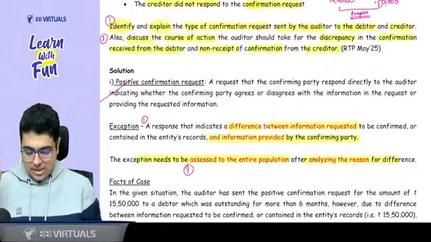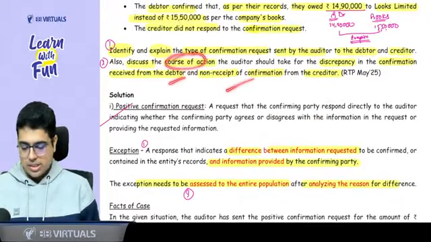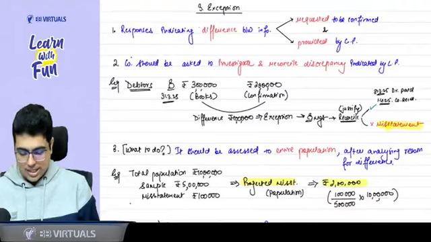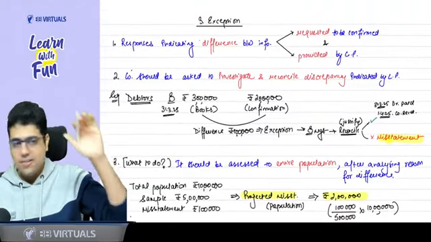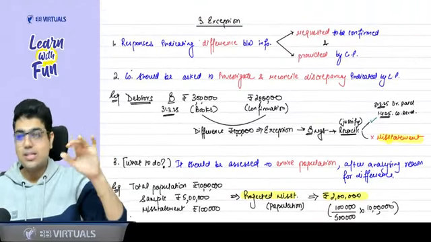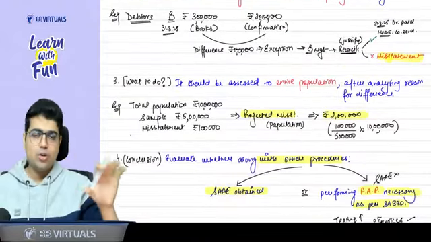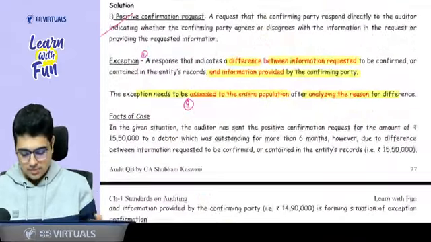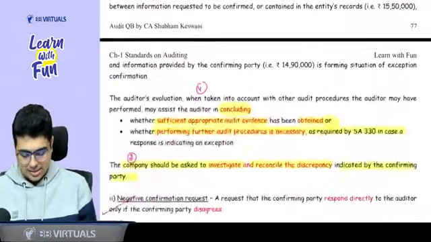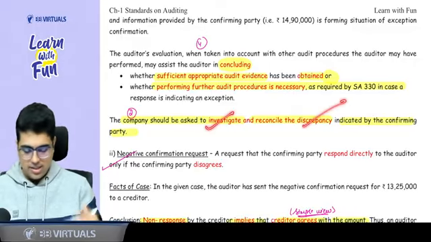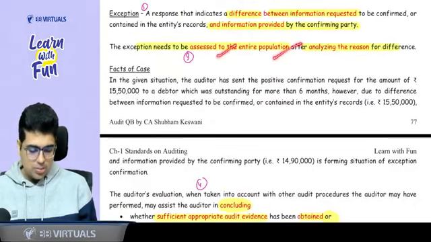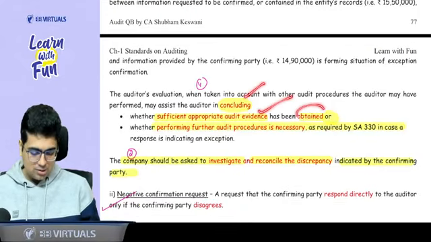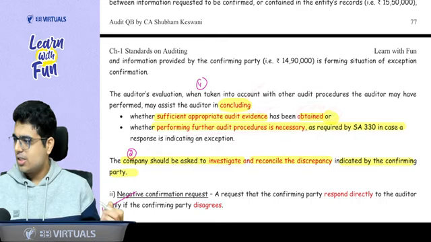Okay, sir. Then they say explain the course of action in the two cases. So can I say in the first case it is an exception? So whatever 4 points I told you: define, investigate and reconcile. If you are not able to reconcile, assess to the entire population and conclude evidence obtained, or you need to do further audit procedure. Same things ICAI has written. Defined. Okay. Second point, investigate and reconcile. Third point, assess to entire population after analyzing the reason. Fourth point, conclude sufficient and appropriate evidence obtained, or you need to do further audit procedure.